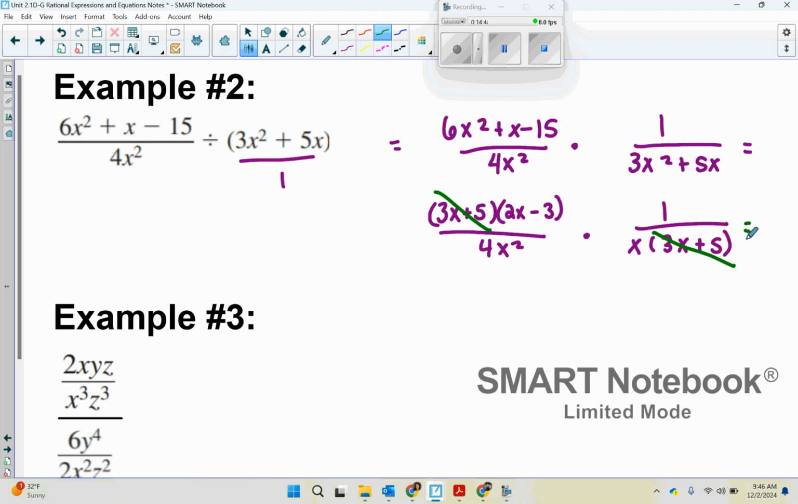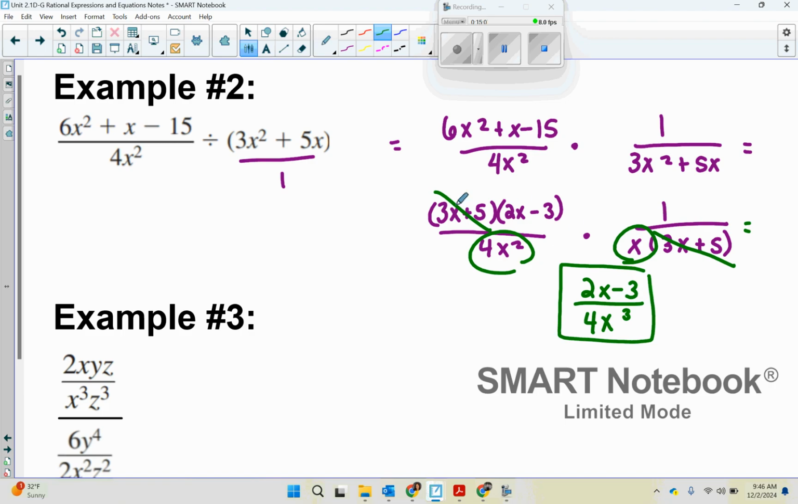But nothing else will really cancel. I'm left with 2x minus 3 in the numerator, times 1, over 4x squared times x, which is really 4x cubed, and you cannot cancel the x's there because of the terms in the numerator. So you are done. Be careful that everything that's going to factor is going to factor and cancel, but if you see something like 3x plus 5, try that. See if that will work with your factoring. Okay?